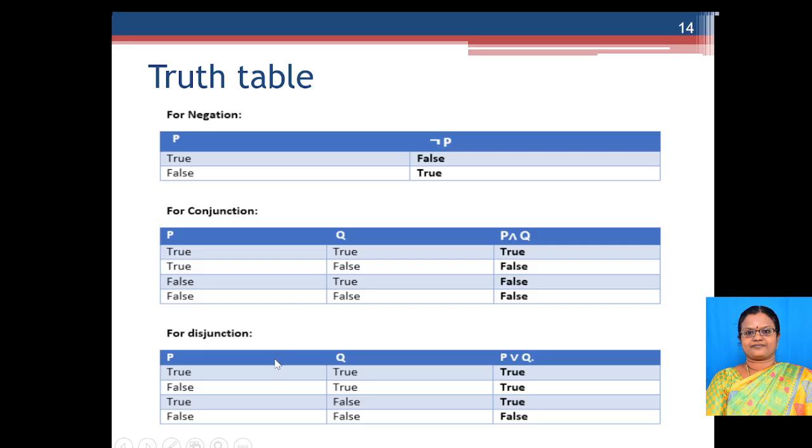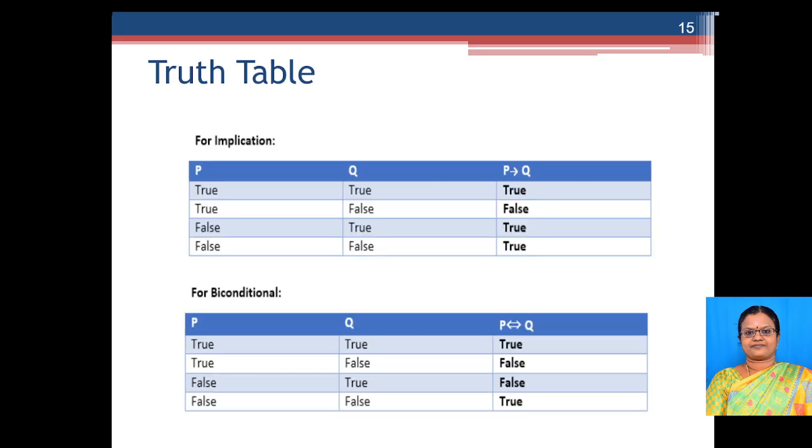Similarly, disjunction is actually a union, and the previous one is the intersection. So for union, true and true is true, false and true is true, true and false is true, then false and false is false. For implication, true and true is true, true and false is false, false and true is true, false and false is true. For biconditional, you have to consider both conditions: true and true is true, true and false is false, false and true is false, false and false is true.